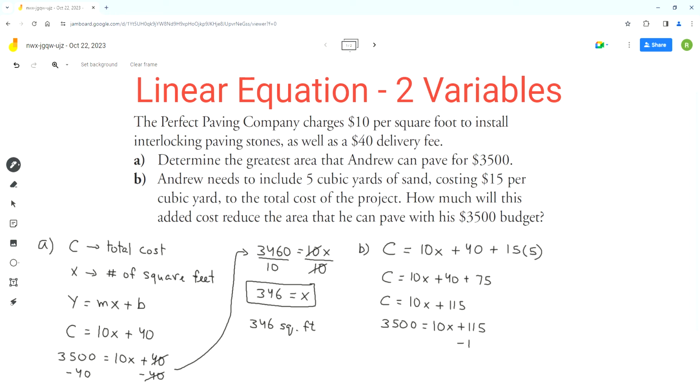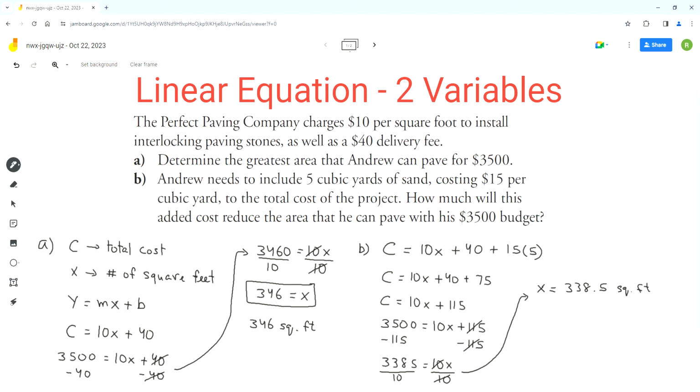We'll subtract 115 from both sides. The 115s on the right side cancel each other out, and on the left side, 3385 equals 10x. Now we can divide both sides by 10 to isolate x. So we get x equals 3385 divided by 10, which is equal to 338.5, and the unit is square feet. So this is the new area he can pave if he takes into account the cost of the sand for the same budget.